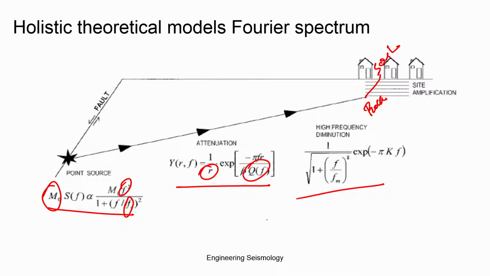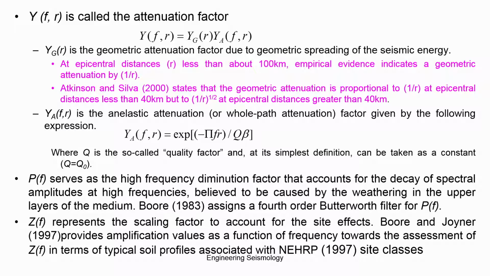Okay. So, again the attenuation characteristics of the path express the frequency content of the motion and then the particular frequency you are looking for, and then the kappa factor, those kinds of things are used. So, knowing these parameters you can try to get a spectrum for a given site. So, Y of F and R is called the attenuation factor, which is a function of Y G R. Y G is actually the geometric attenuation factor due to the geometric spreading of the seismic waves. At epicentral distance R less than 100 km, empirical evidence indicates that geometric attenuation is a function of 1 by R.